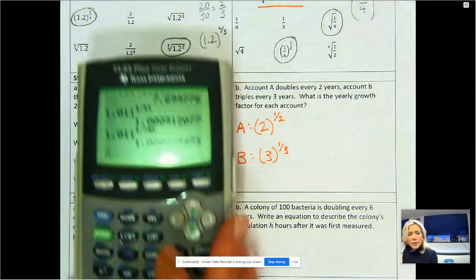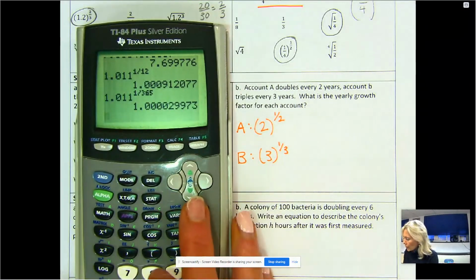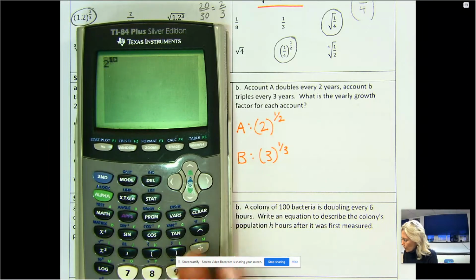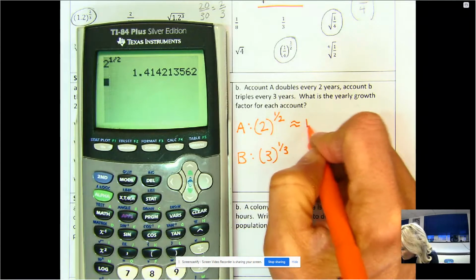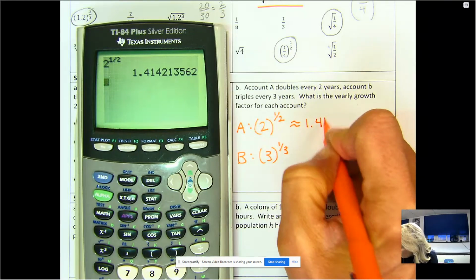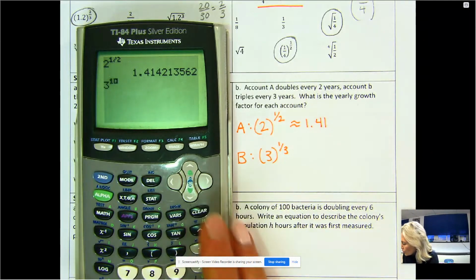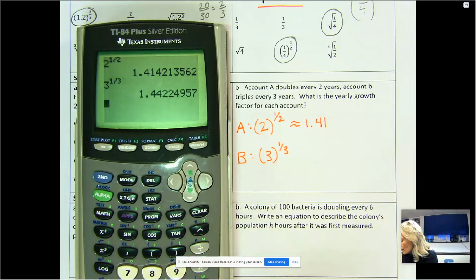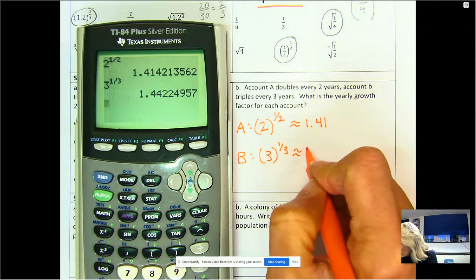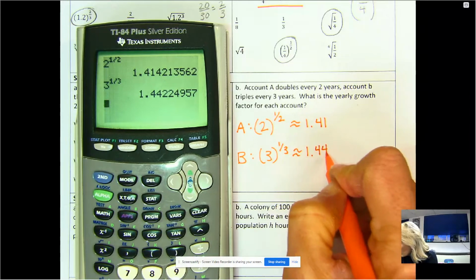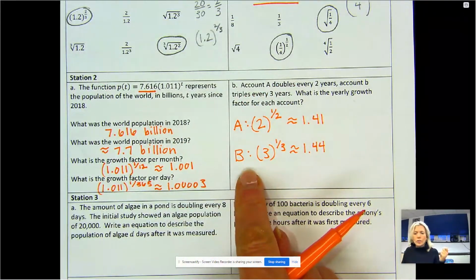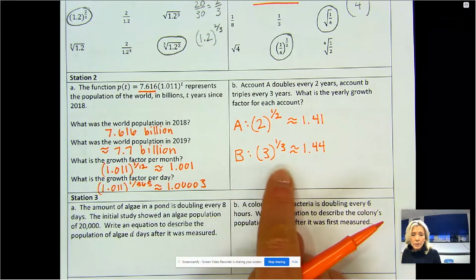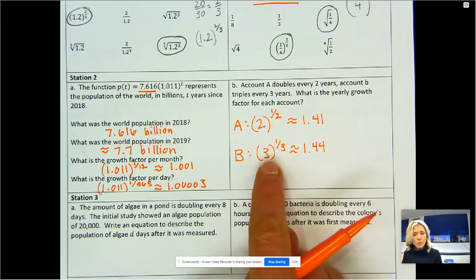And then again, we can type into the calculator 2 to the 1/2, about 1.41, 3 to the 1/3, about 1.44. So it looks like account B has a larger yearly growth factor. So it's going to be growing faster.